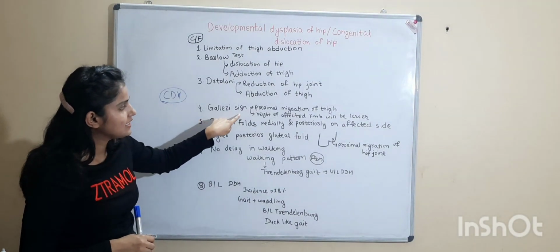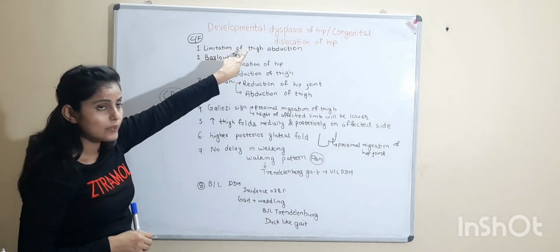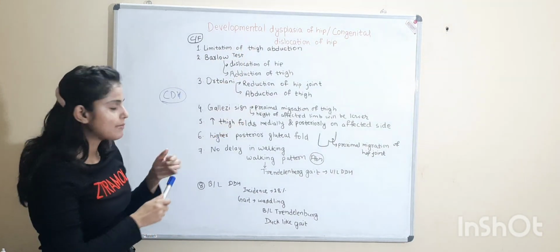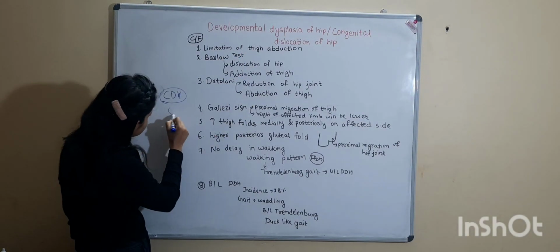Galeazzi sign. In this, due to dislocation of the hip, there is proximal migration of the thigh. Suppose this is the child.